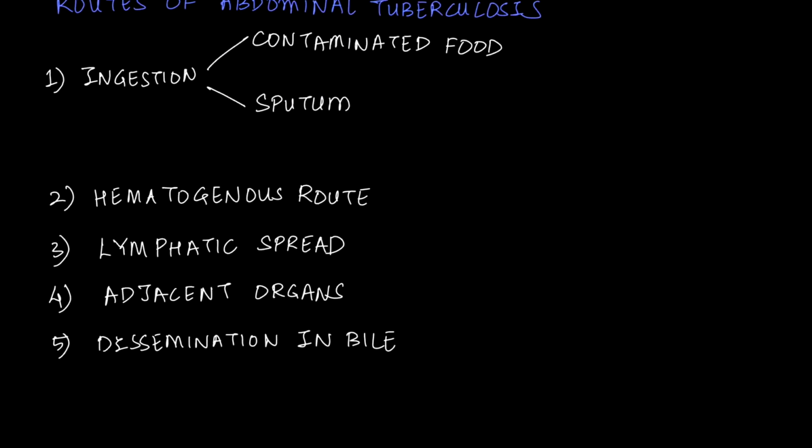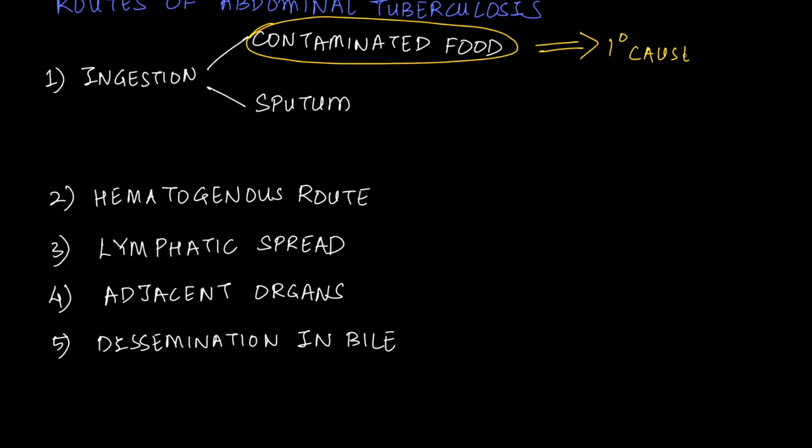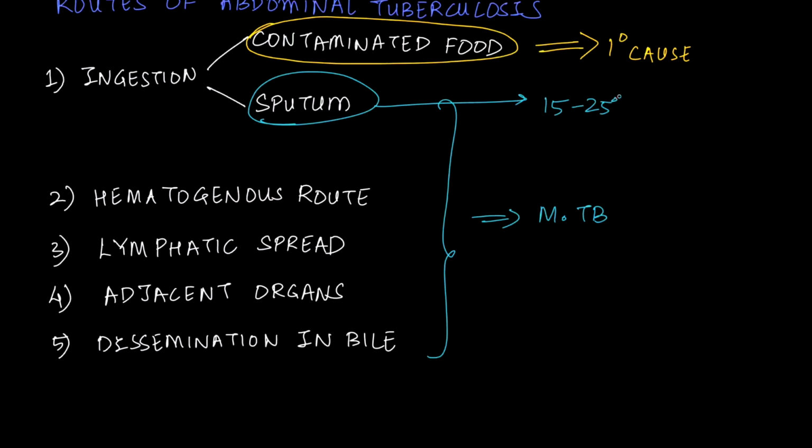So it is further divided into primary and secondary causes of abdominal tuberculosis. Primary cause is mainly due to Mycobacterium bovis. So ingestion of contaminated foods is usually under the primary cause, which is usually caused by Mycobacterium bovis. All the rest are mainly due to Mycobacterium tuberculosis. And it would be very interesting to note that approximately 15 to 25% of cases with pulmonary tuberculosis have concomitant abdominal tuberculosis.